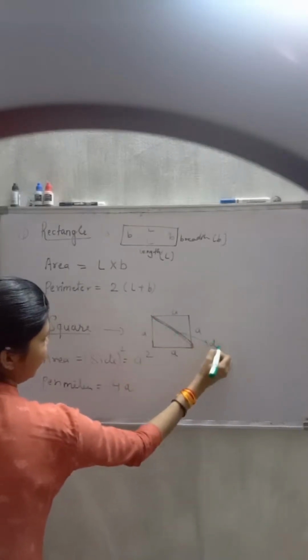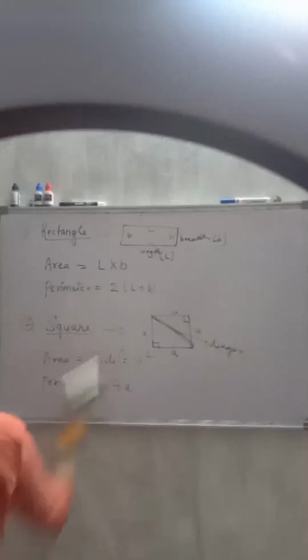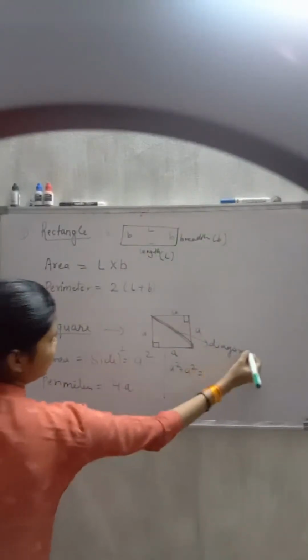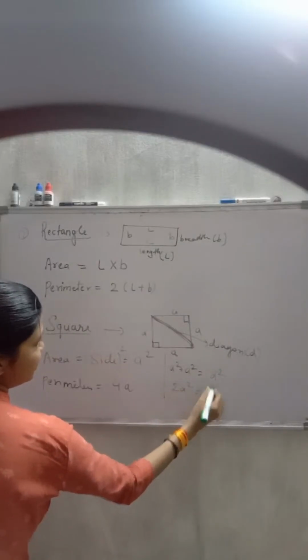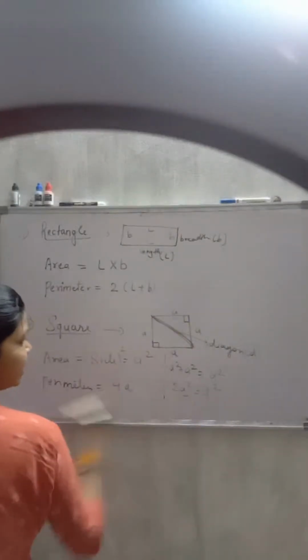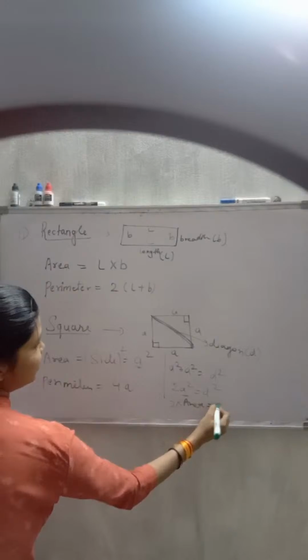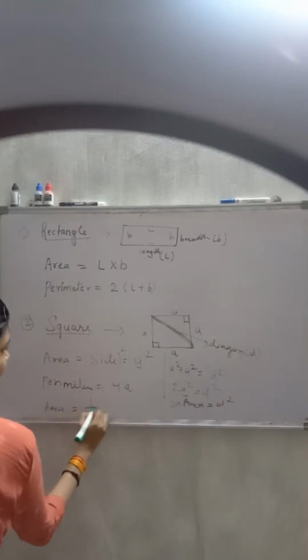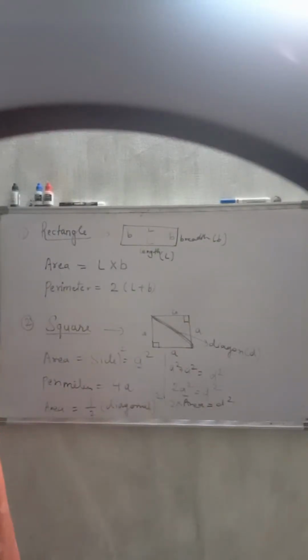Now we know this is the diagonal. This is the diagonal. And we know each angle is of 90 degree. So applying Pythagoras theorem, we will get A square plus A square is, let's say diagonal we denoted by D, D square. So 2A square is equal to D square. And A square is nothing but our area. So twice of area equal to D square. So in terms of diagonal, area of square will be half of diagonal square. So this is about square.